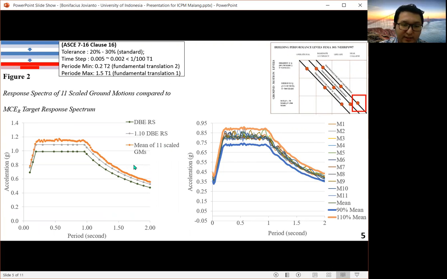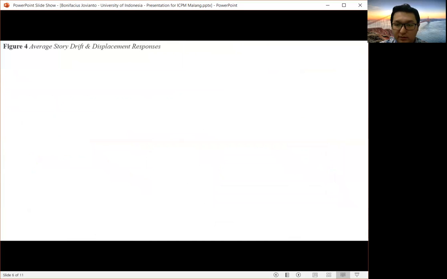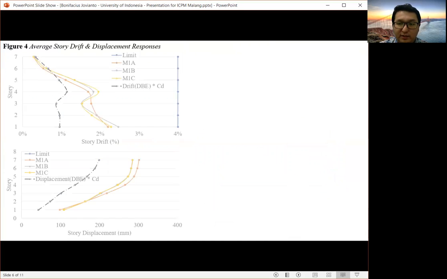As can be seen here, the mean of the 11 scaled ground motions is above 1.1 of the target response spectrum, while the mean of each pair of the ground motions is within plus or minus 10% of the mean of all ground motions. The first response to be discussed is the average story drift and displacement response.